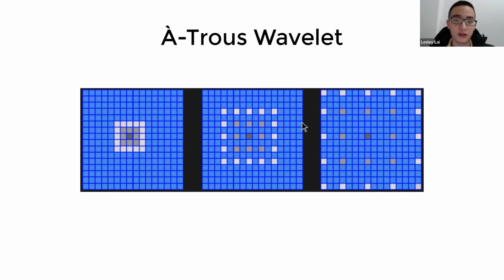And this is just another visualization of the À-Trous filter, but in 2 dimensions. We can see in the first iteration, we just get all the neighboring 25 pixels. In the second iteration, we skip 1 pixel, and then we still fetch 25 pixels. And in the third iteration, we also still only fetch 25 pixels.